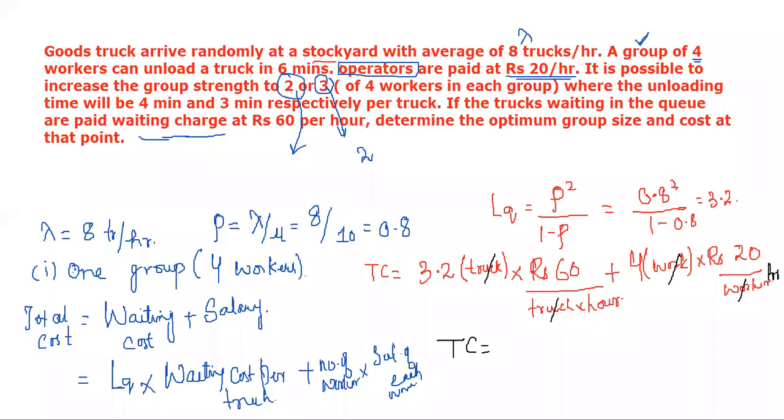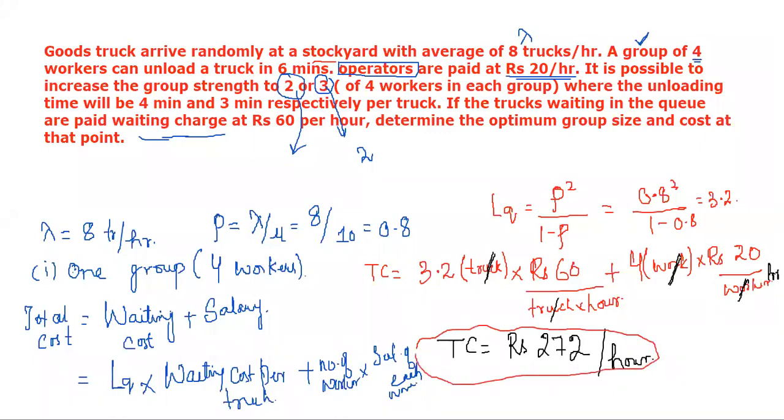So how much is this total? Okay, 272. It is rupees 272 per hour, so it is on the hour basis. Okay, you can see the units clearly. Truck will cancel with truck. We will get rupees 60 into 3.2 per hour, plus 4 workers are here. Rupees 20 is the salary of each worker each hour. Worker and worker will cancel. We will have rupees per hour as the unit. Therefore, this is the total cost per hour in the first case. Okay, I hope you got it.